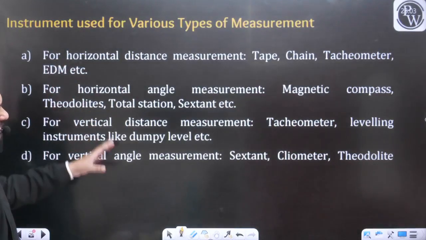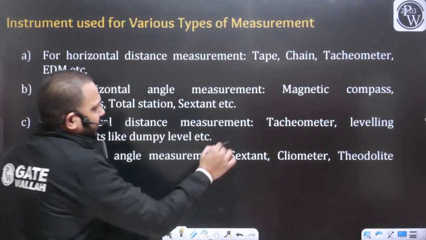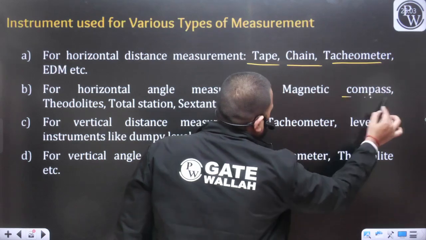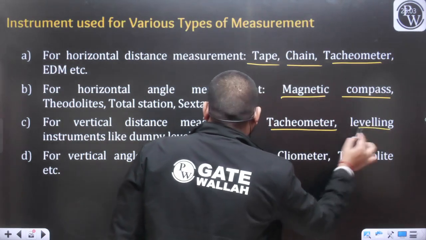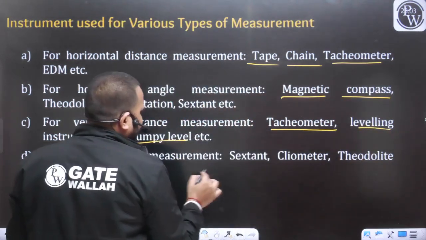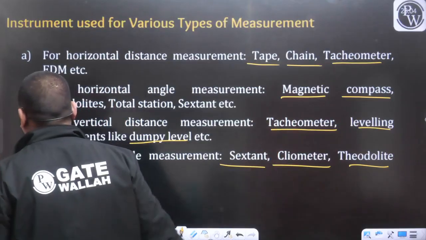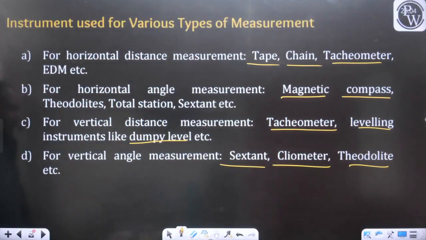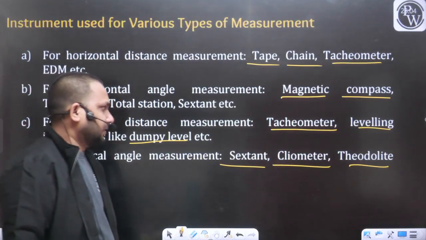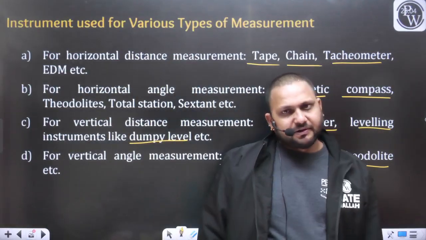What are the various instruments that we have used? So we can use the tape, chain, tachometer, compass, leveling, dumpy level, sextant, clinometer, theodolite. All these are the instruments that we can use for the linear measurement and angular measurement.